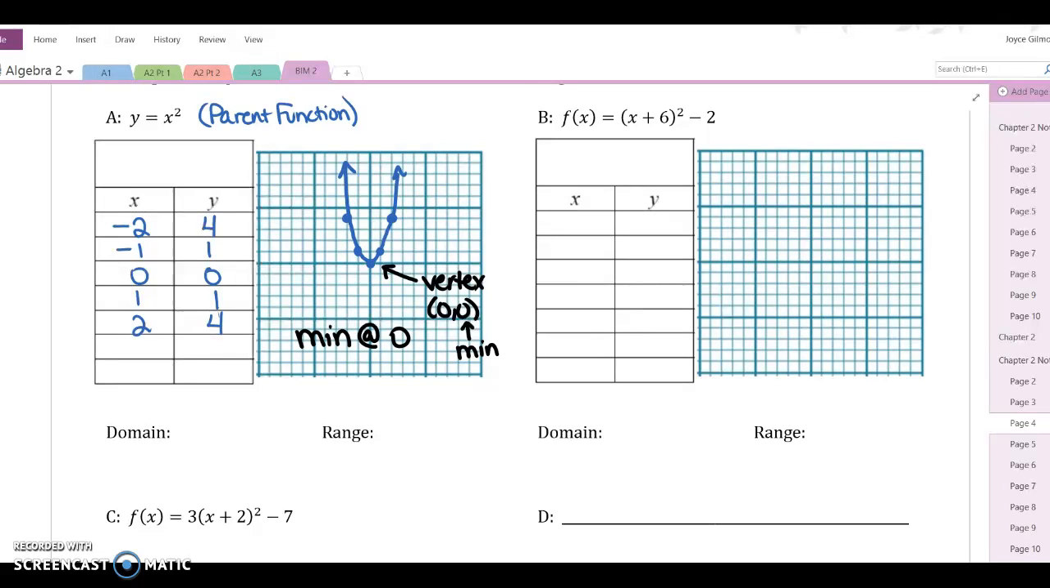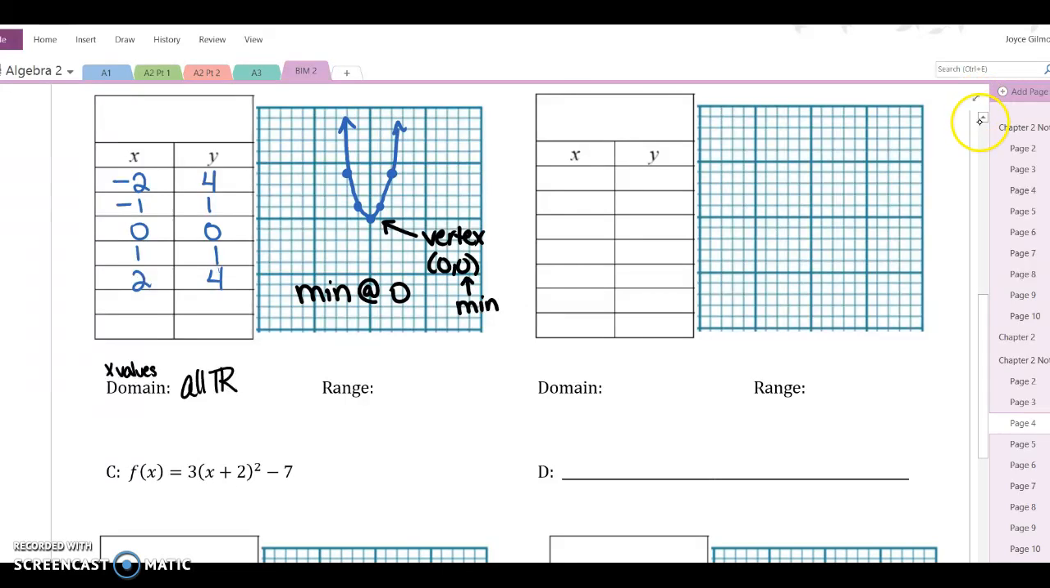Okay, domain. Domain is the absolute easiest thing in all of these graphs. The domain represents the x values. So in case you have forgotten, domain is x values. And the domain is all real numbers. And you can use a capital R with a double stem to represent real numbers.